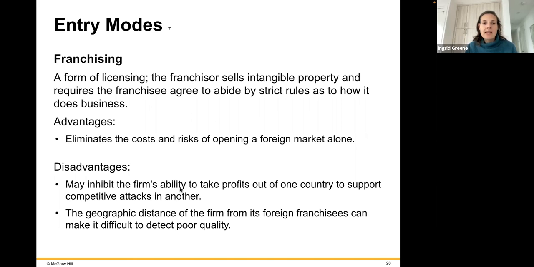But it may inhibit the firm's ability to take profits out of one country to support a competitor in another, right? Each individual store is owned by another person, so you can't start moving money around from store to store if that is necessary. Also, the geographic distance of the firm from its foreign franchisees can make it difficult to detect poor quality.